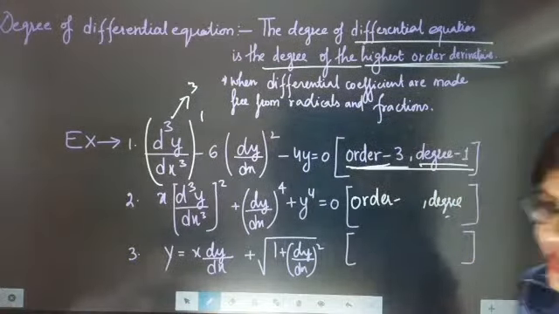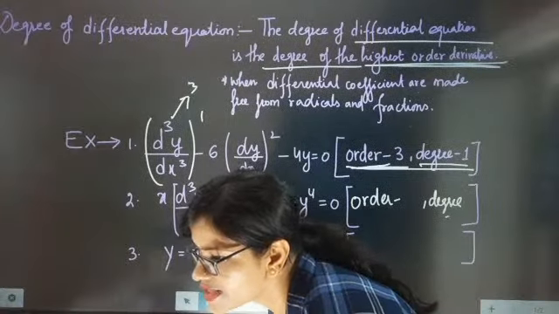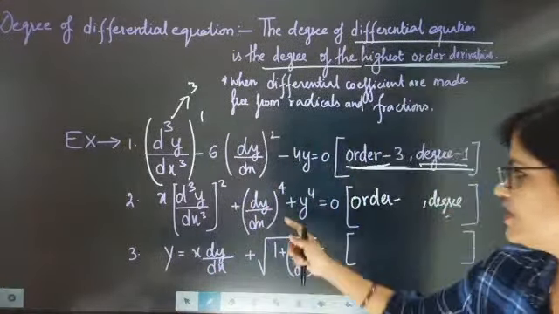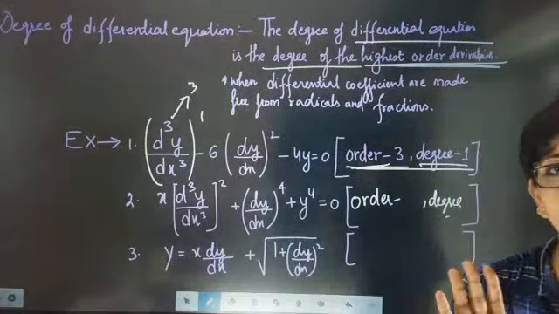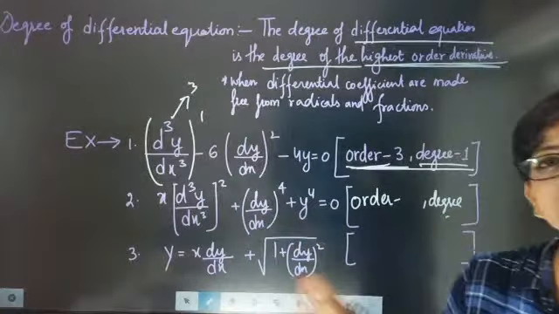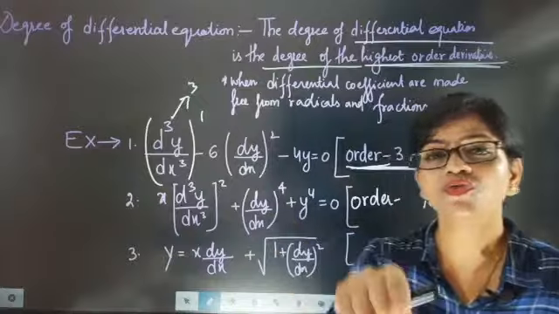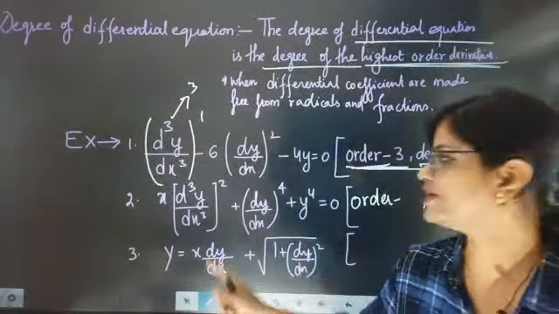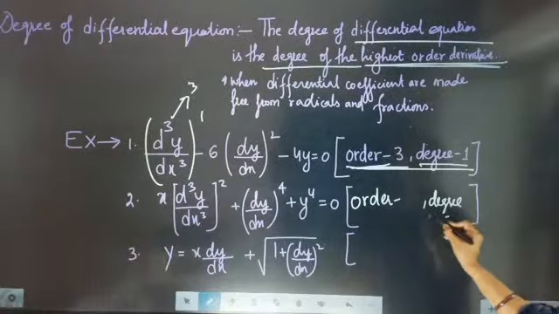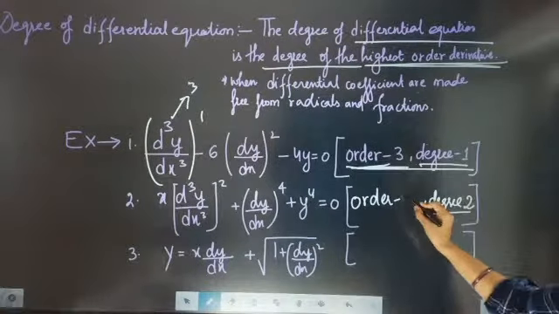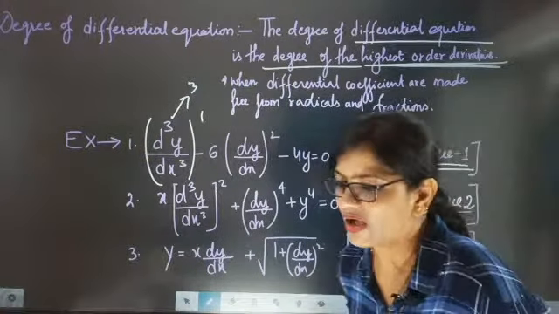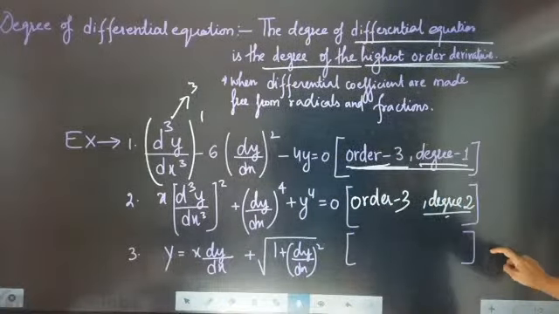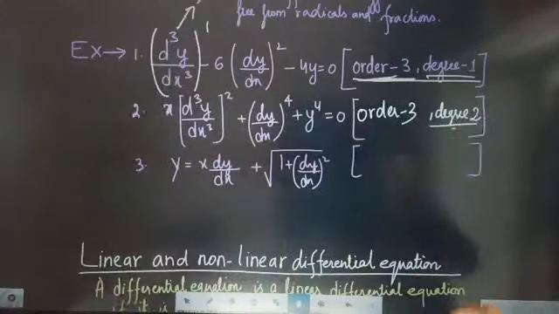So for the second one, order is exactly 3, degree 2. Absolutely correct. 3 times differentiated. See here, dy by dx to the power 4 is there, but it is meaningless. Don't see this side. Which one is differentiated 3 times? This one. Now what is its power? Its power is 2. So power or degree is 2 and order is 3. Absolutely correct answer. Now go for this third one and tell me the answer.